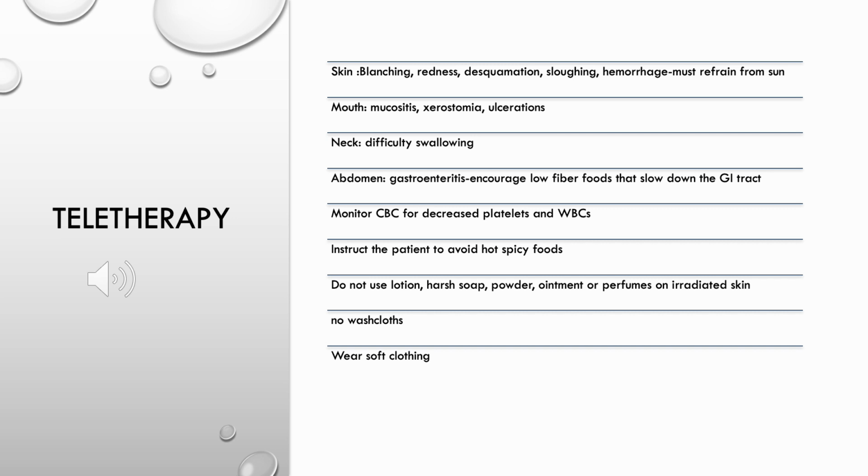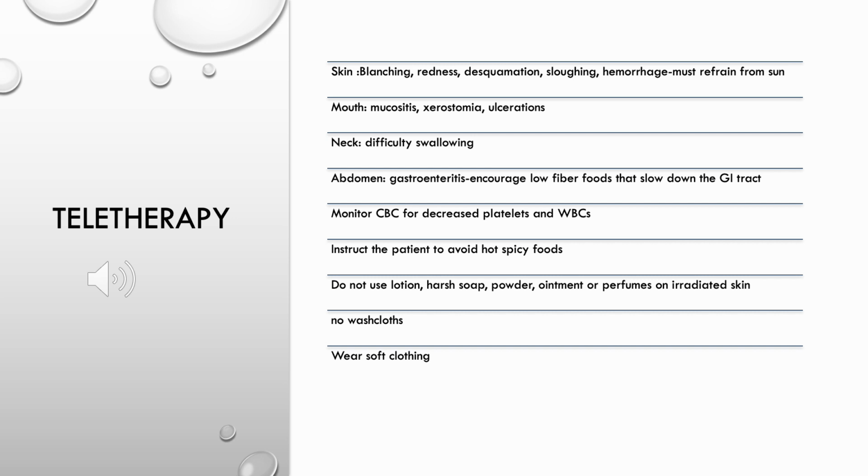Now, patients can get radiation in different areas of the body. So, with the skin, you're looking for blanching, redness, desquamation, which means sloughing off of the skin, and hemorrhage. So anybody getting radiation through the skin needs to stay out of the sun, okay? That's one of the things you're going to do. Also, you can't massage the skin or use washcloths. They should use their own hand with soap when they're taking a shower, because you don't want to irritate the skin, and they need to wear soft clothing.